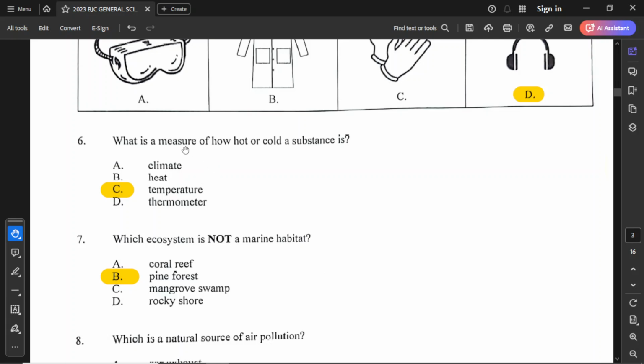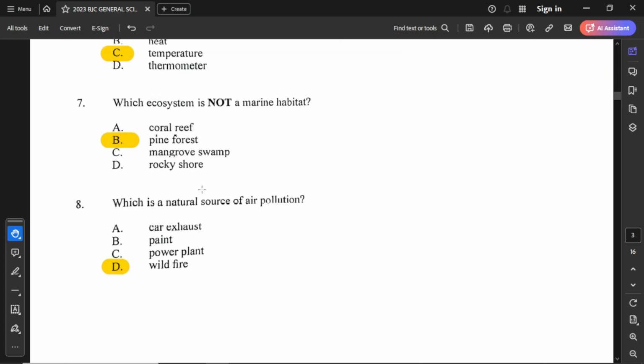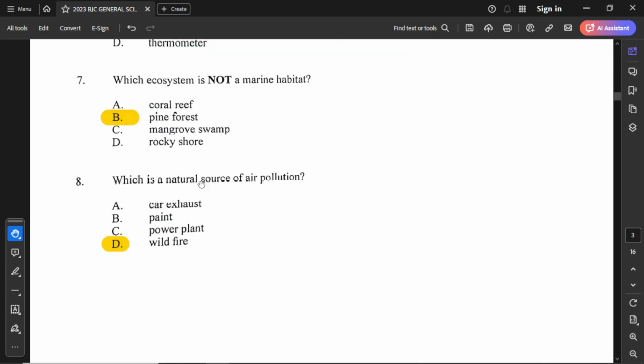So temperature is a measure of it, but heat is the degree or the energy that is transferred from hot objects to cold objects. So definitely C is the correct answer. Question number seven, it said, which ecosystem is not a marine habitat? And definitely pine forest is not. It's a terrestrial habitat. All right. Coral reef, mangrove swamp, and rocky shore, definitely marine.